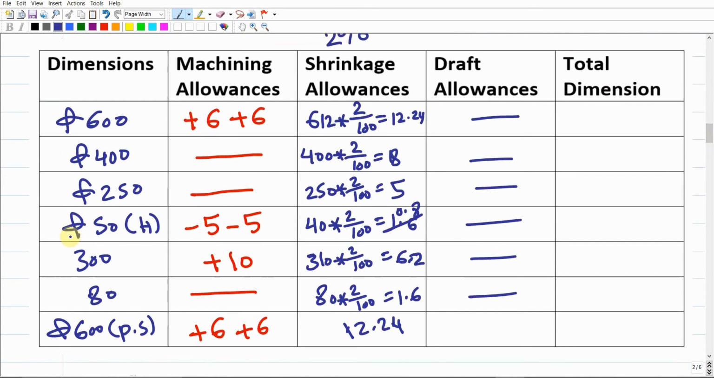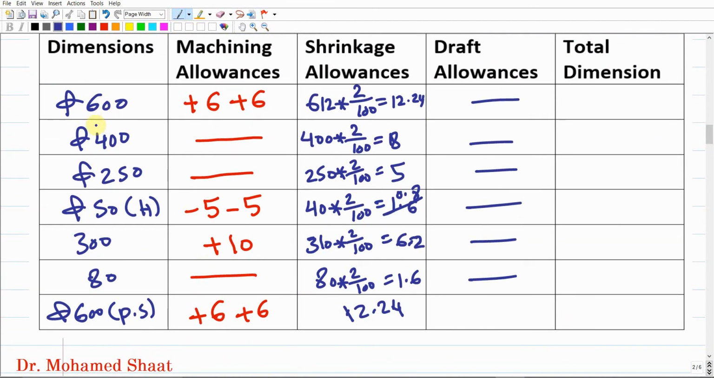We're gonna have one 600 without PS, which means this is the 600 away from the parting surface, and there is a 600 with a PS, which stands for the parting surface. It means that this is the 600 over the parting surface. This is the one that is going to increase. One should be bigger than the other. So this one has no draft allowance, but this one we're gonna add a draft allowance of 2 times 300 times the tangent of 1 degree.